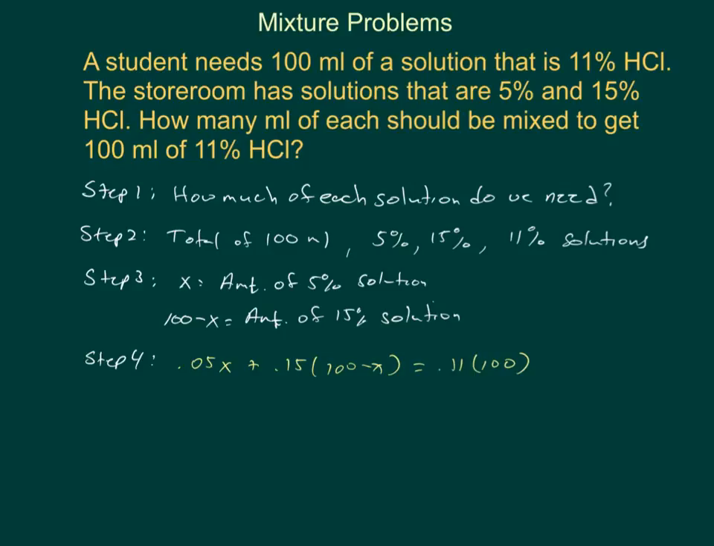Now at this point, we want to set up an equation. Really what we want to do is identify an equation that ties the amount of HCl together, equates it. So the 5% would be 0.05 times x, that's the amount of HCl in the 5% solution, plus 0.15 times (100 minus x) equals 0.11 times 100. So this now gives me my equation that I need to solve. At this point, I would like you to pause the video and solve this particular problem.